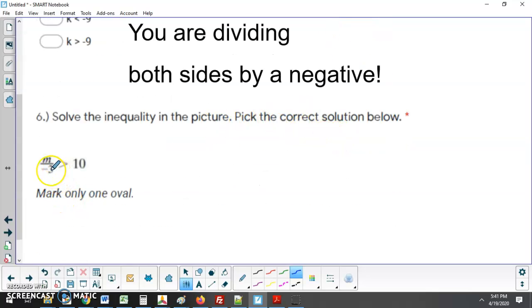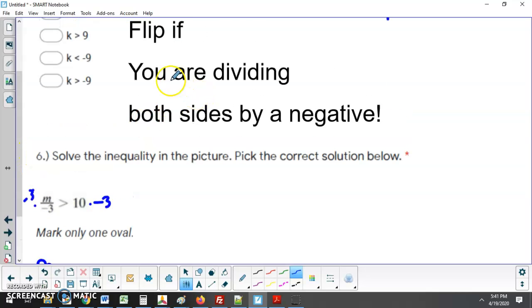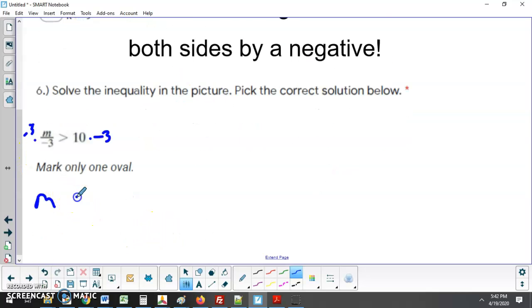In this particular one, you're trying to get the variable by itself. It's division. So in order to undo division, you need to multiply both sides by the number that's with it. So you're multiplying both sides by a -3. Now, when you multiply both sides by a negative, it's the same thing as if you're dividing both sides by a negative, and in this one you need to flip your inequality sign. So that's the answer. It's now m is less than negative 30. It started out as greater than 10.